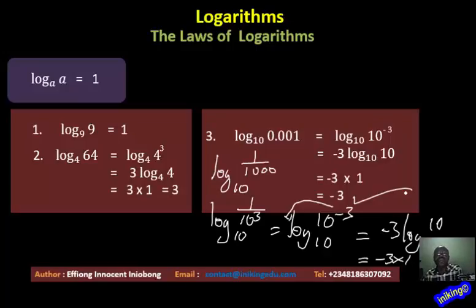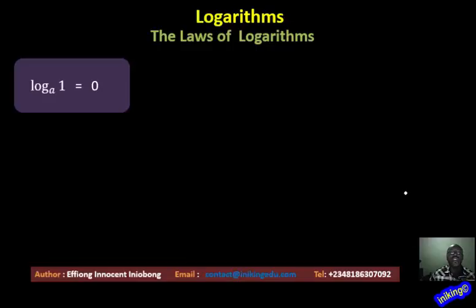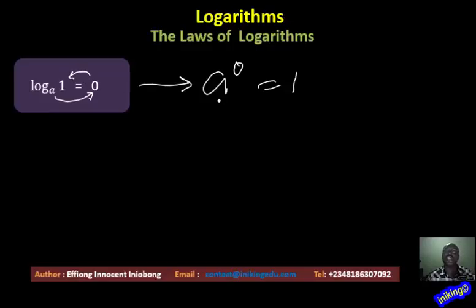I think we have just one more to go. This law states that the logarithm of 1 to base a is equal to 0. I'm very sure the smart ones here can see that this must have been deduced from a raised to the power 0 is equal to 1, the law of indices that says any number raised to the power of 0 is equal to 1. Converting this to exponential form, a raised to the power of 0 will be equal to 1. So it is very correct. If this is true, then this is also true.